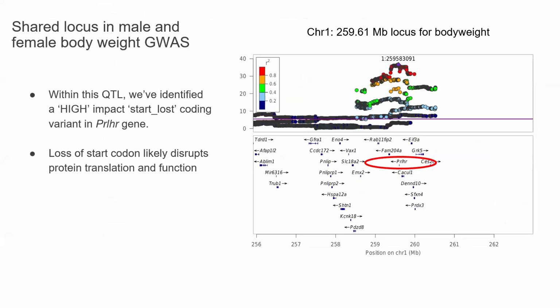So this locus was the one that we identified for both males and females, and also when we did the combined analysis. Within this QTL, we identified a high impact start-lost coding variant within the gene PR8HR. And so this variant alters the binding of the protein sequence, so it probably alters or disrupts the protein translation and function.